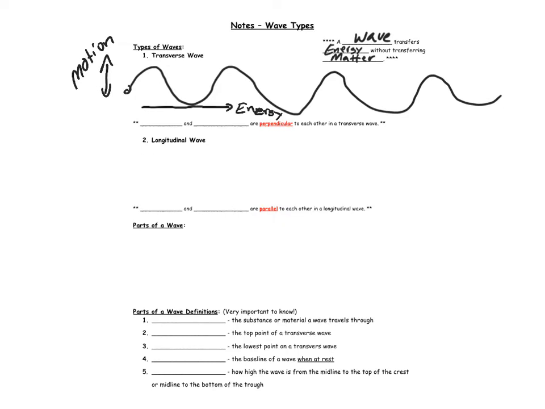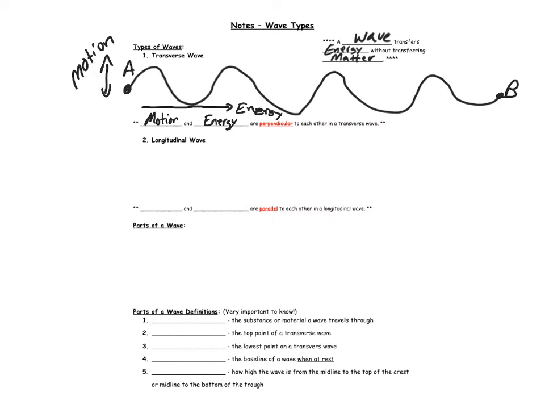So it's going to be like if this is point A and this is point B, the energy is being transferred from point A to point B, but motion is going to be up and down. And so in a transverse wave, motion and energy are perpendicular to each other. Okay? Now, a longitudinal wave is a little bit different. A longitudinal wave, instead of relying on up and down motion, relies on side to side motion.